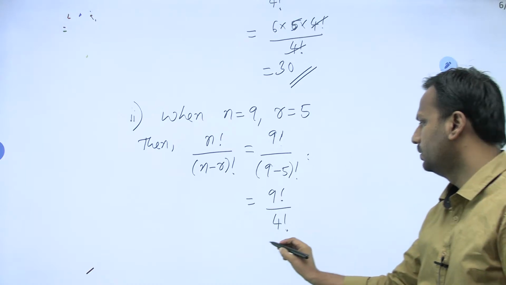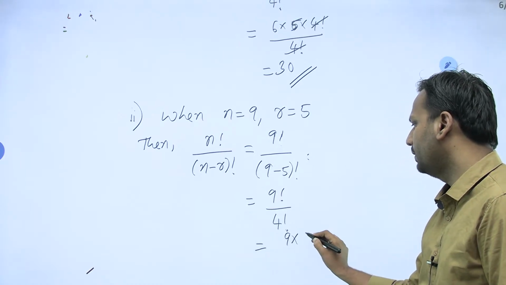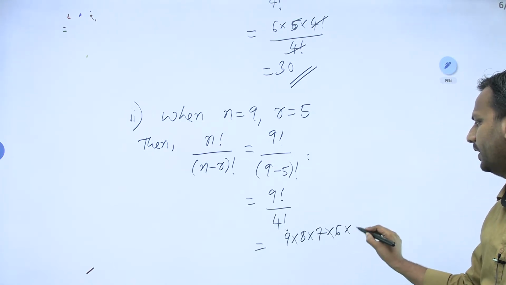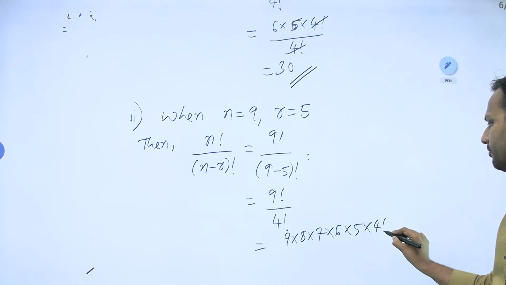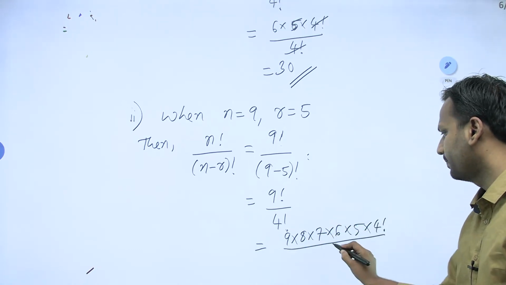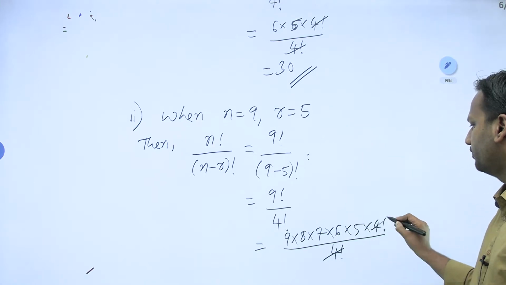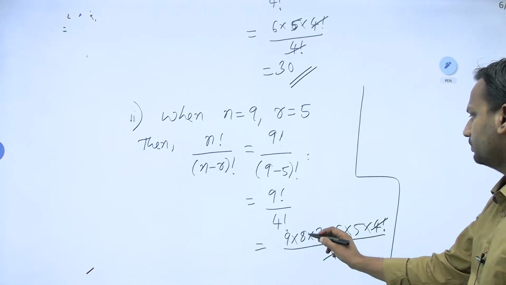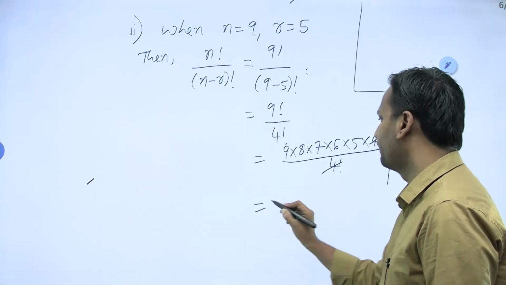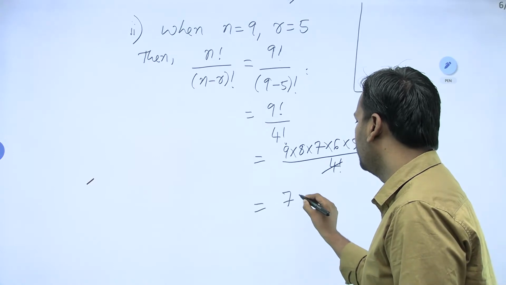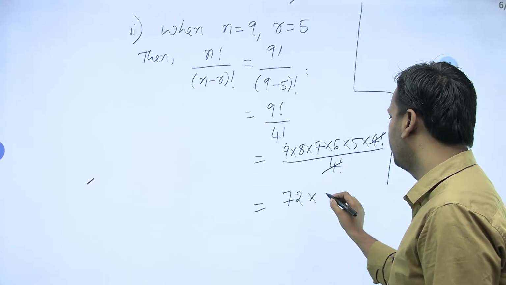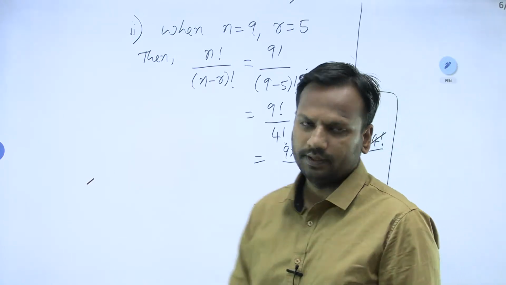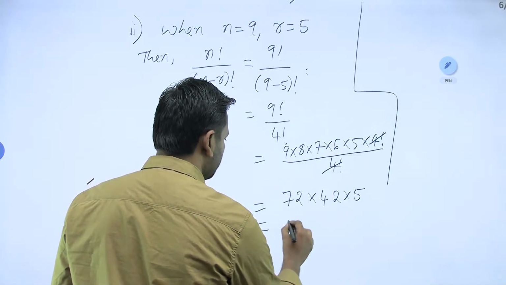So now what happens here? Let me split this 9 into 8 into 7 into 6 into 5 into, I have to stop here itself, 4 factorial. Why? Looking at the denominator again, the 4 factorial gets cancelled, students. Just multiply this quantity. 8 9s are 72. 7 6s are 42 into 5.